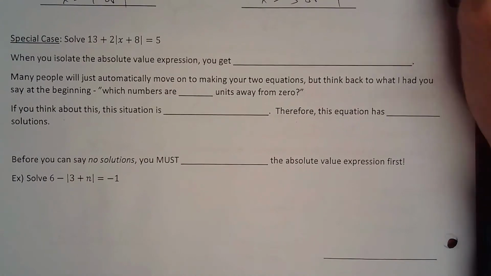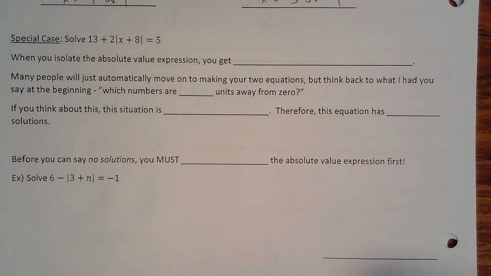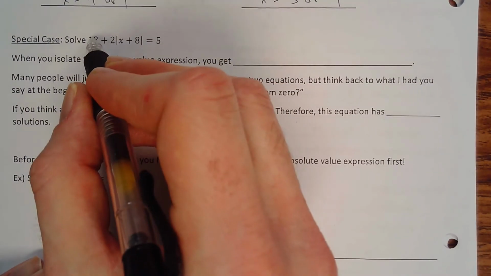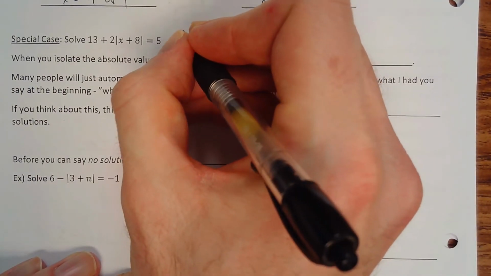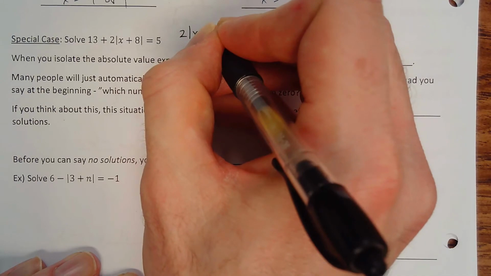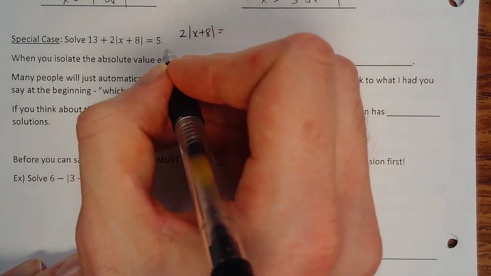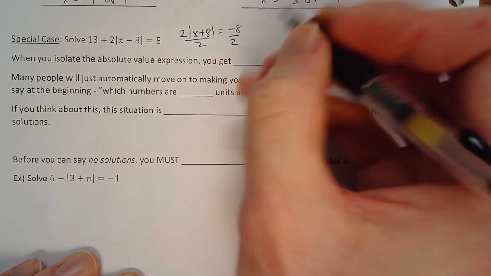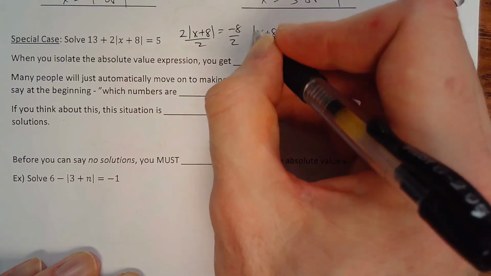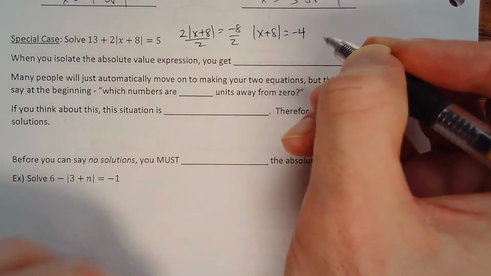Okay? Now, there's always going to be some special cases with these, and we'll talk about those here below. So when you isolate the absolute value on this one, if I subtracted 13 over, I would have 2 times the absolute value of x plus 8 equals, and 5 minus 13 is negative 8, divided by 2. I get the absolute value of x plus 8 equals negative 4.